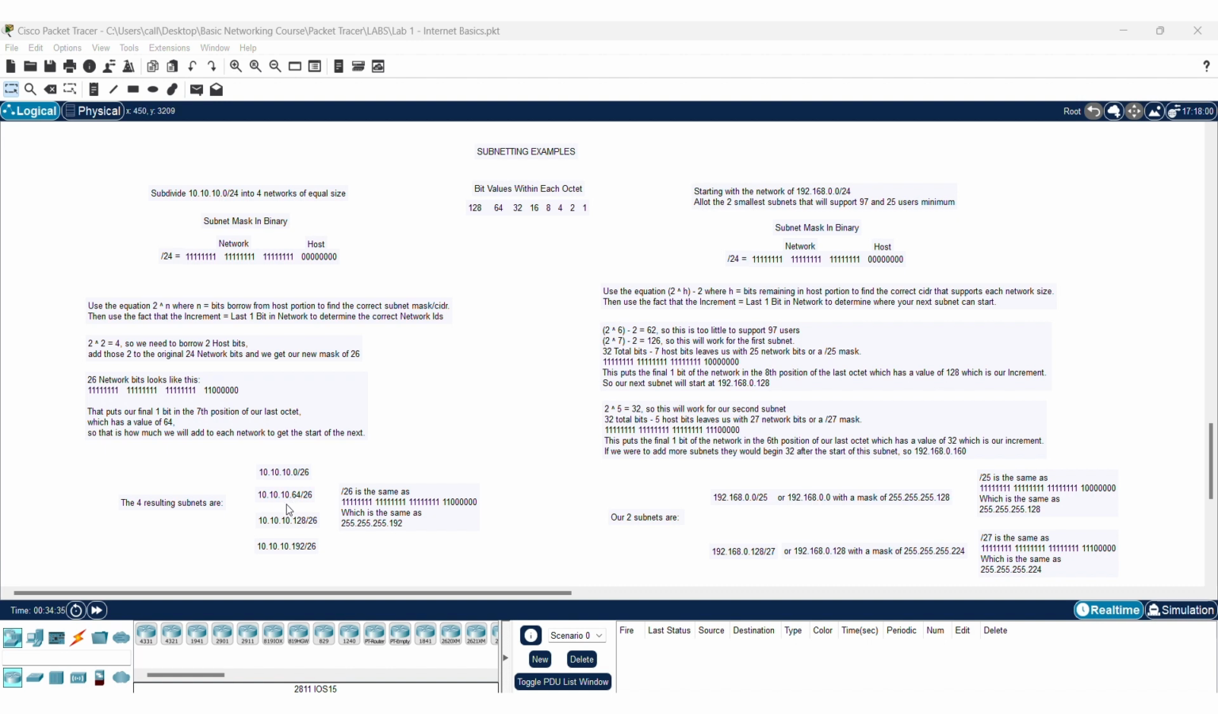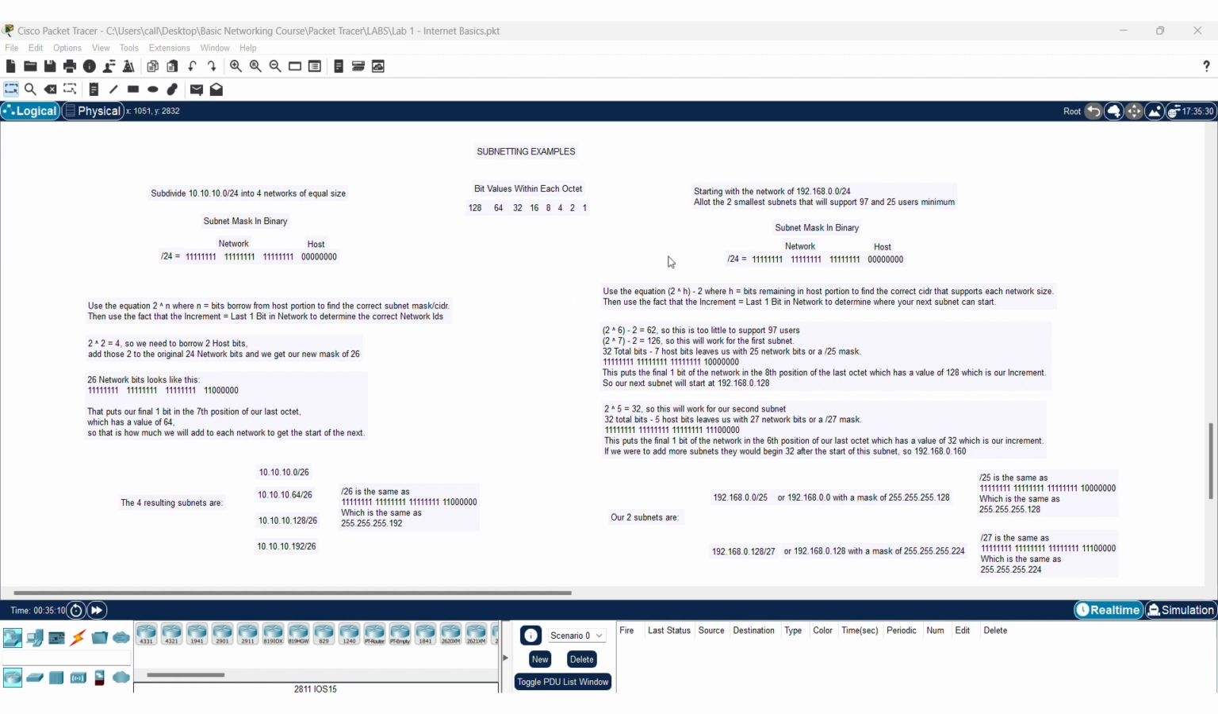10.10.10.0/26, 10.10.10.64/26, 10.10.10.128/26, and 10.10.10.192/26. Remember, /26 is the same as this in binary, and if we calculate out that last octet, we've got 1 in the 128 and 1 in the 64, so 128 plus 64 would equal 192. So if we were to write this in dotted decimal notation, we'd have 255.255.255.192.